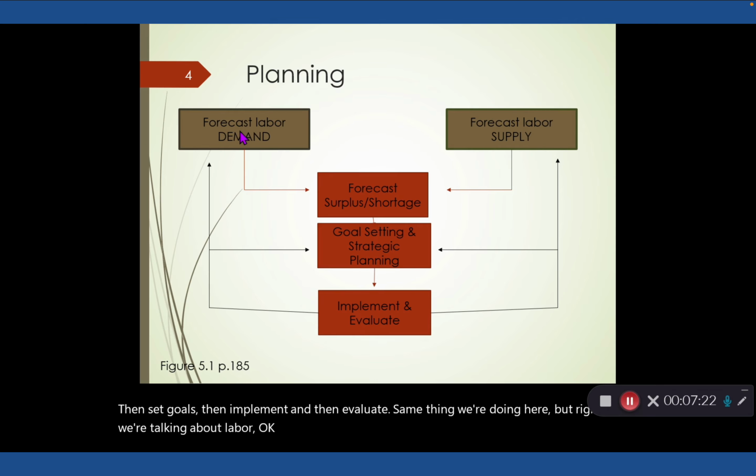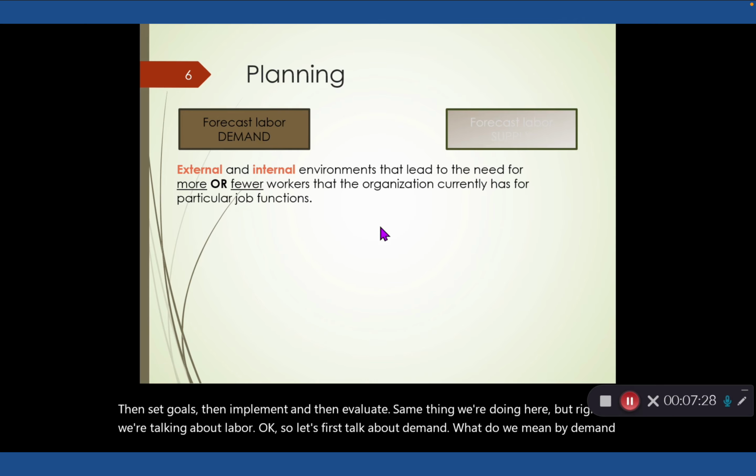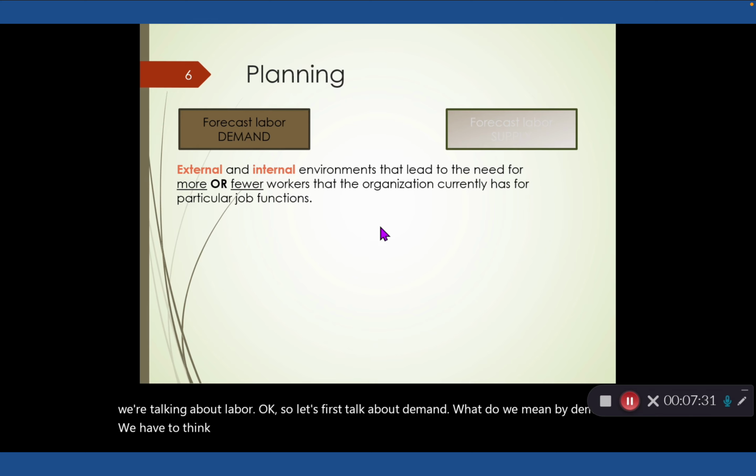Okay, so let's first talk about demand. What do we mean by demand? We have to think about how many employees we think we will need. And that comes from a couple of different things that we have to think about.